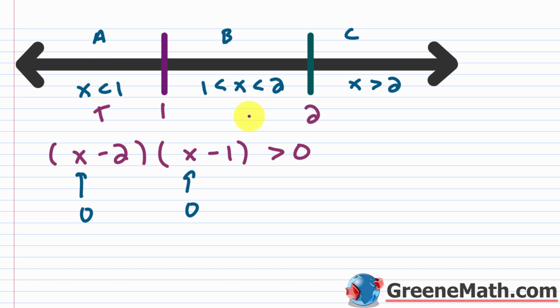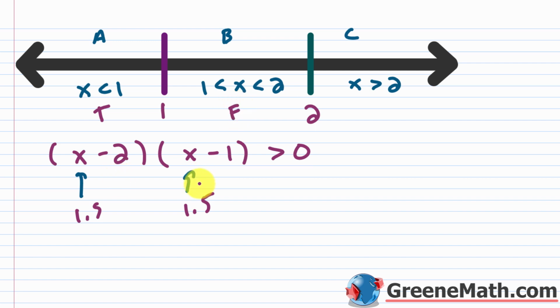Now let's go to something in region B. So x is greater than 1 and less than 2. I would pick something like 1.5 or 3/2. So you're going to plug in, let's say, 1.5 there, like this. And again, you don't have to actually do the calculation. You can just think about the sign. 1.5 minus 2 is going to be negative. Then 1.5 minus 1 is going to be positive. So negative times positive will give me negative, and a negative is not greater than 0. So this here would be false.